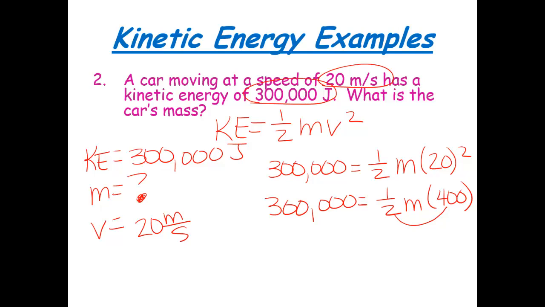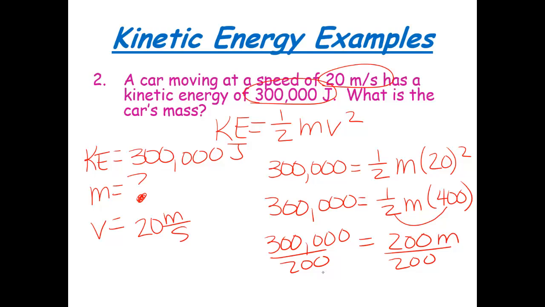So 300,000 is equal to basically 200 m. Now all you have to do is divide each side by 200. So 300,000 divided by 200 is 1,500. And that's kilograms because we're solving for mass.